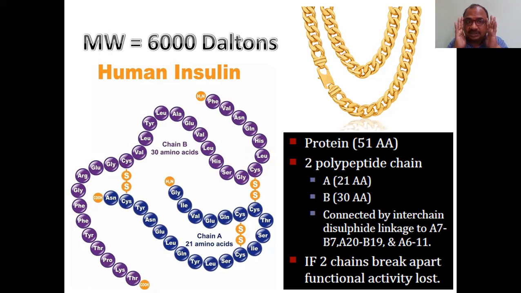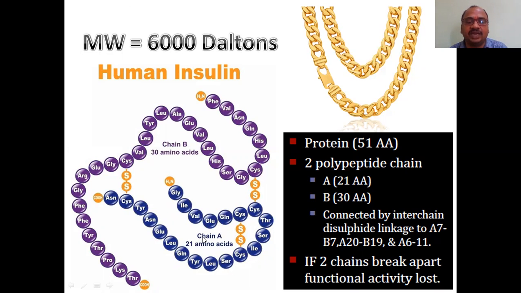And see, insulin structure has two chains, like this gold chain. One chain, double chain, you know, no? Double chain, like this. One chain is short, whereas the other chain is long. So it is a two-chain structure, insulin. See here, this is chain A, this color. This chain A is short, like this.